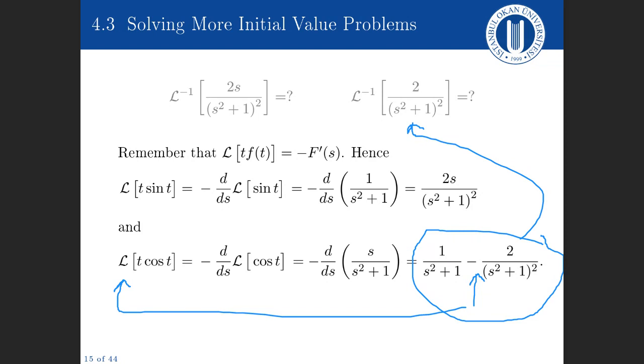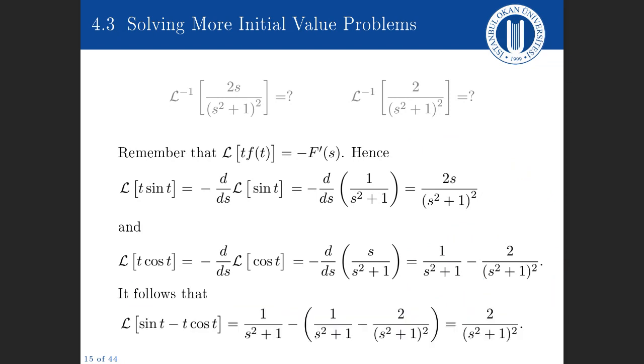But what is 1 over s squared plus 1? 1 over s squared plus 1 is the Laplace transform of sine t. So next, we're going to be looking at the Laplace transform of sine t minus t cos t. Because then the 1 over s squared plus 1 terms are going to cancel. Minus will cancel with minus, and we'll just end up with the term that we want. We'll end up with 2 over (s squared plus 1) squared.